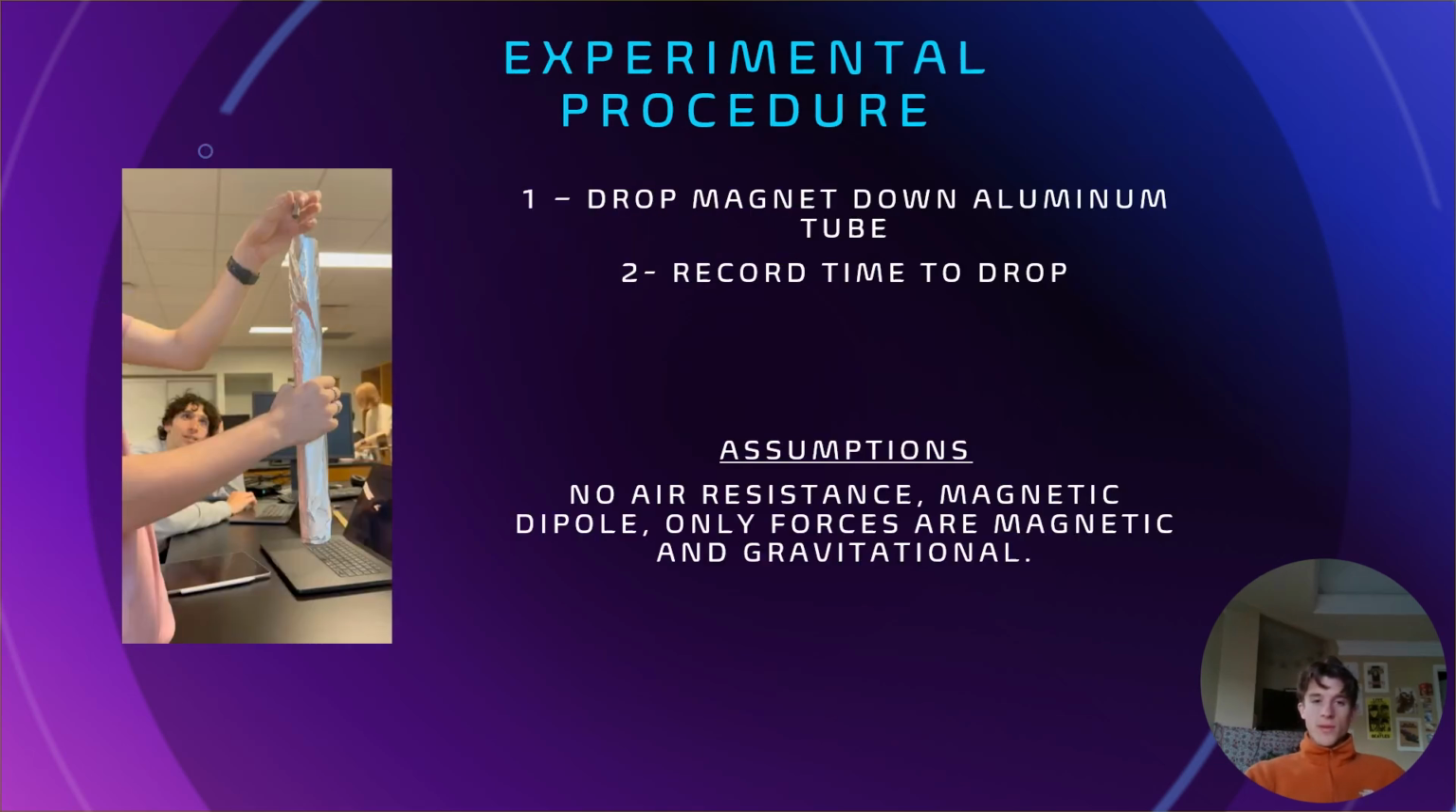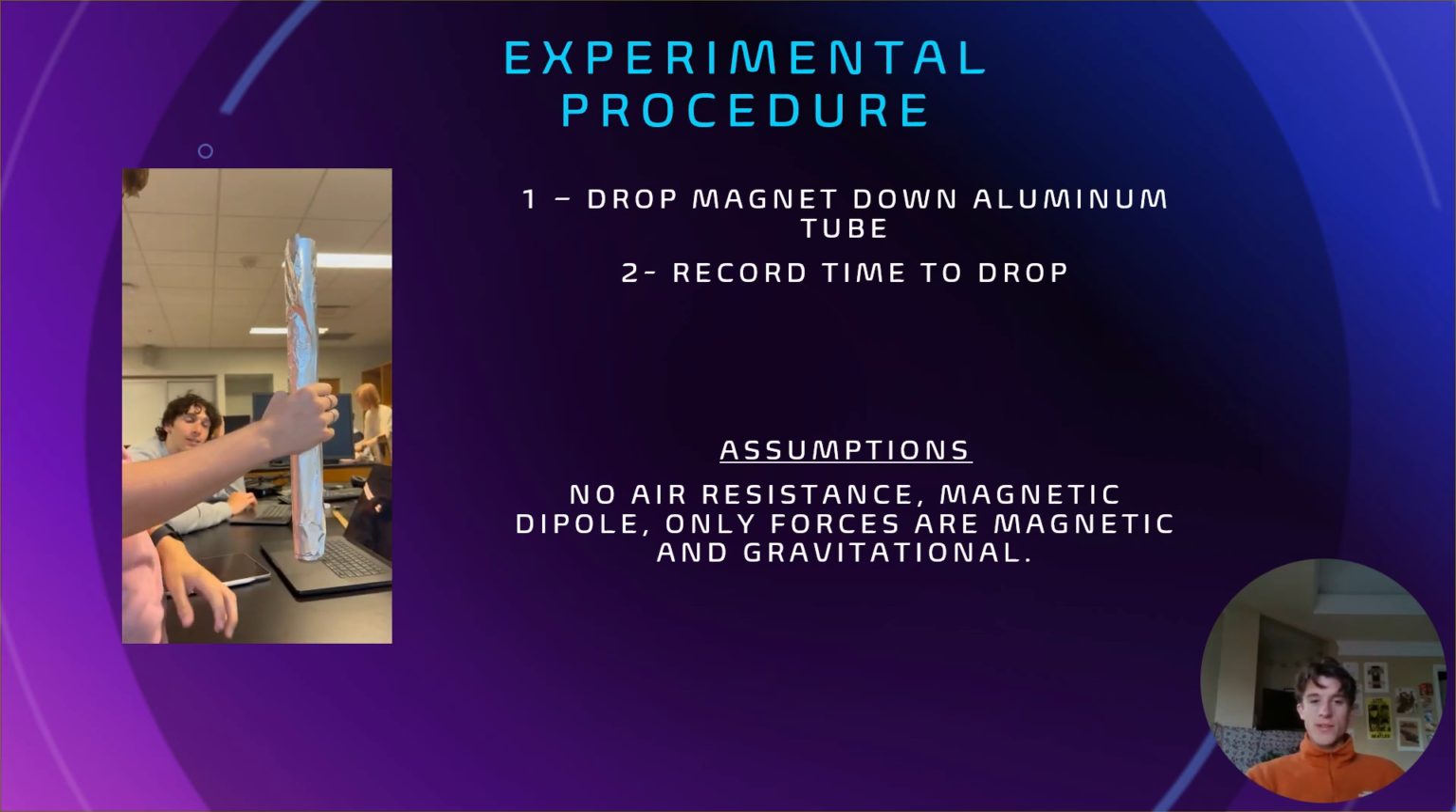So the experimental procedure you'll see here is you drop the magnet multiple times and measure how long it takes to fall out. And one thing you can notice is it takes longer than you would expect without the tube. So the assumptions we make here are that there's no air resistance, the bar magnet acts as a magnetic dipole, and the only forces are magnetic and gravitational.